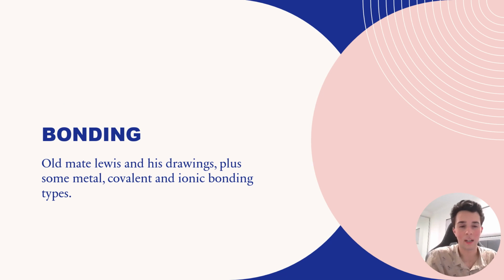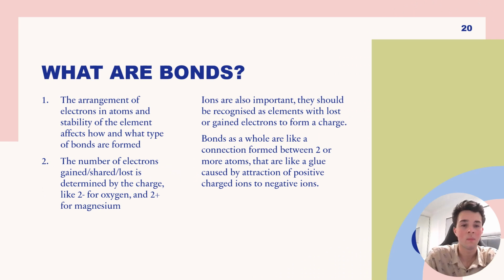So we've got bonding with our old mate Lewis and his drawings, plus some metallic, covalent, and ionic bonding types, which I'm just going to cover now. So, what are bonds? Bonds are an arrangement of electrons in atoms, and how stable an atom is affects what bonds are formed. So ionic bonds are formed by the elements that form ions, whether they give or take electrons, and that will impact the type of bond. Covalent being where they share, metallic if they give off electrons. It all depends on how the electrons are arranged.